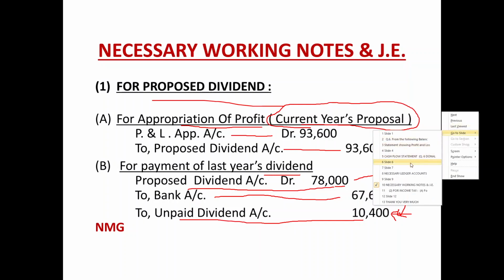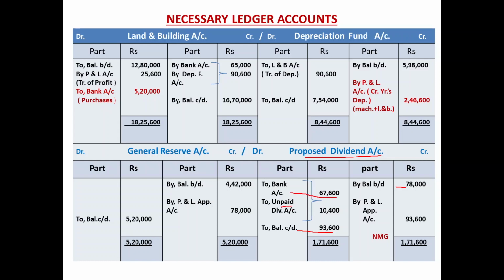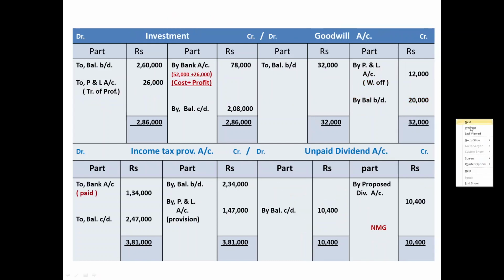Let us give the posting in the concerned ledger accounts related with this item: proposed dividend and unpaid dividend. Proposed dividend account first. Opening balance 78,000, closing balance 93,600. Posting of the first journal entry: proposed dividend account debited to bank account credited 67,600 to unpaid dividend account credited 10,400. Total of these two is 78,000. Opposite narration, opposite amount. Unpaid dividend account credit 10,400, opposite narration, by proposed dividend account.